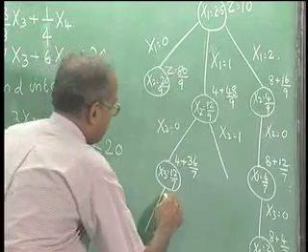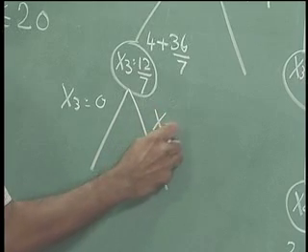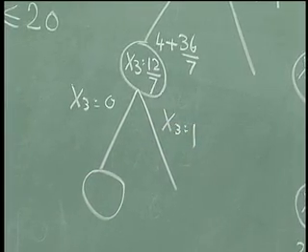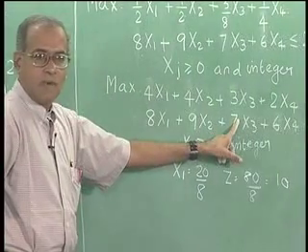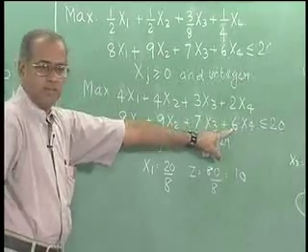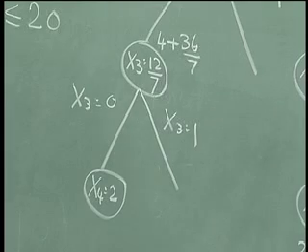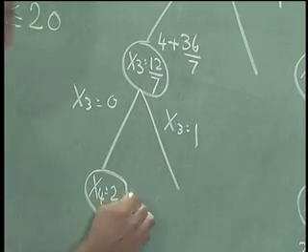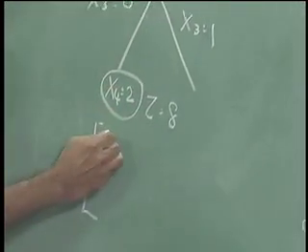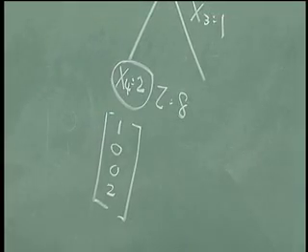Now, let us finish and branch this. Now, since x3 is equal to 12 by 7, we can now branch as x3 equal to 0 and x3 equal to 1. Now, x1 equal to 1, these two are 0. So, 12 units are available, x4 will take 2. So, this will take x4 equal to 2 and z will be equal to 4 plus 4, which is 8. So, we get a pattern x is 1, 0, 0, 2 with z equal to 8.